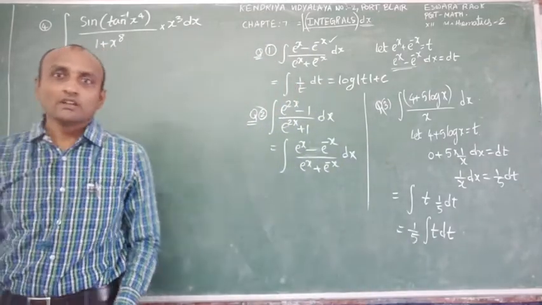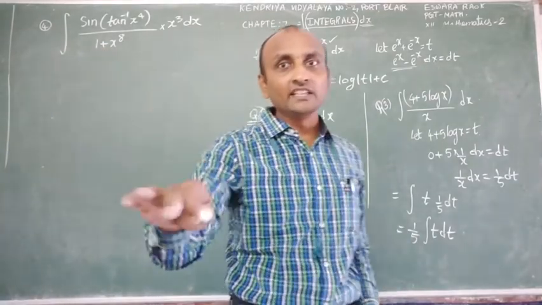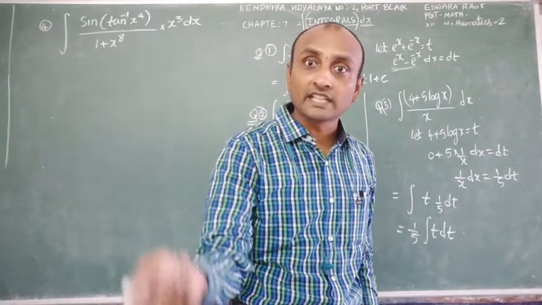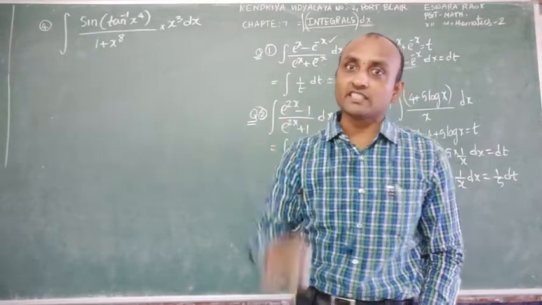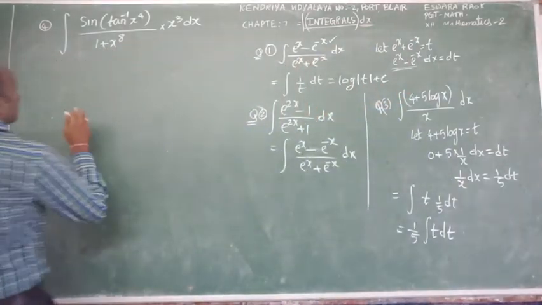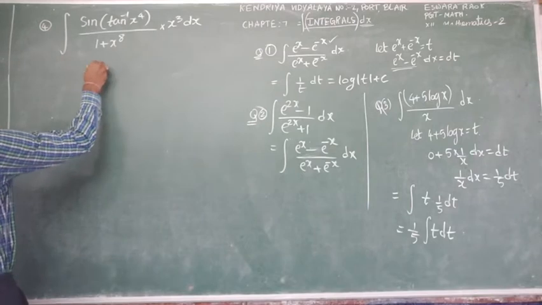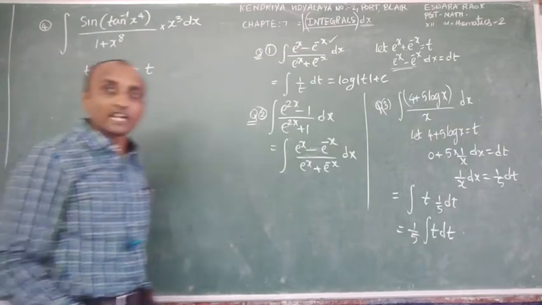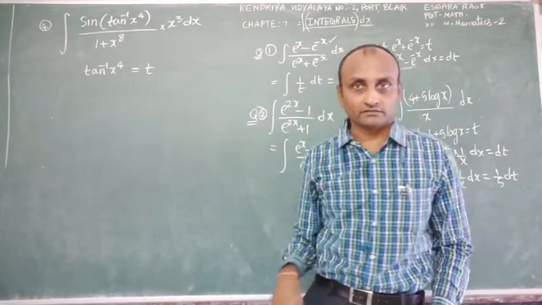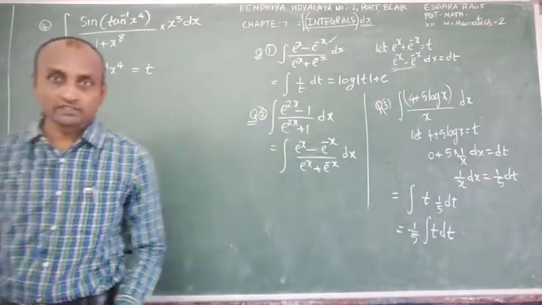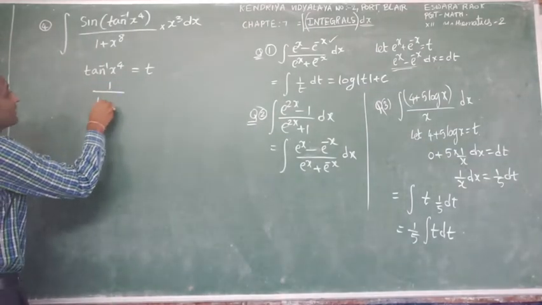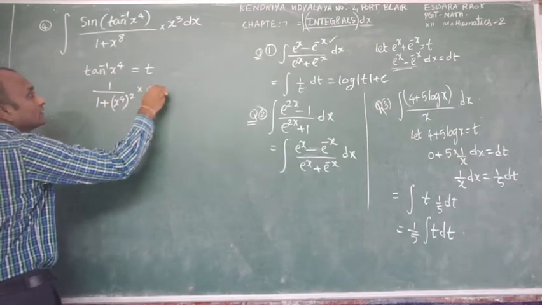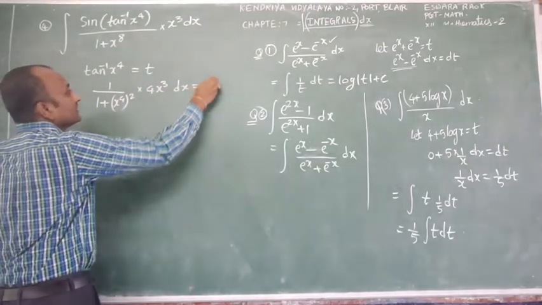Let us have a try. When you try by taking t and fail, you get another opportunity to do it again, and the second time you may succeed. So take something as t and try it. I am taking tan inverse x power 4 is equal to t. Now what is the derivative of tan inverse? 1 by 1 plus x square. Do you remember the derivative of tan inverse x? So it is 1 by 1 plus x power 4 whole square. The same rule should be followed. X power 4 derivative: 4x cube into dx is equal to dt.